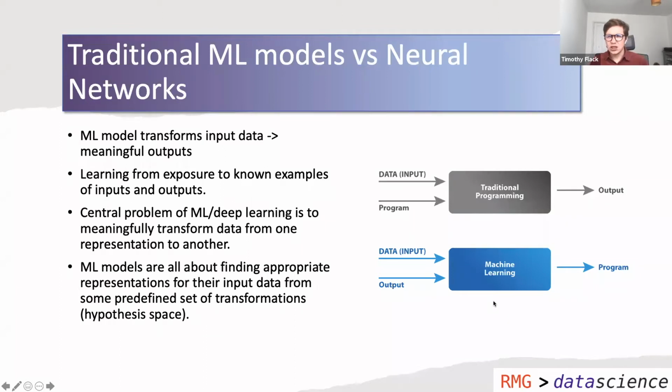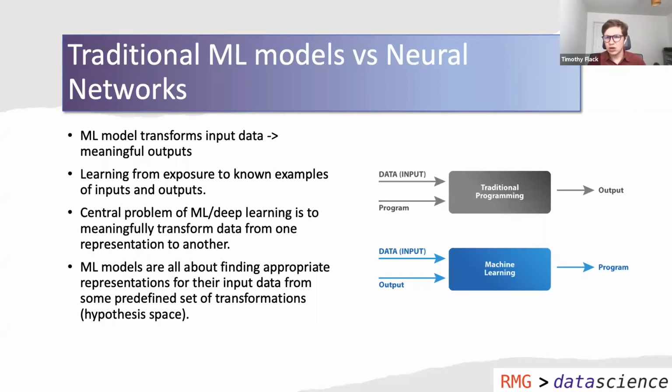Representations of data are just different ways to look at data. For example, you could have the RGB format, red, green, blue, for an image, or the HSV format. They're two different formats of the same data. And some representations are obviously more appropriate for different tasks. So ML models are about finding appropriate representations for their input data.